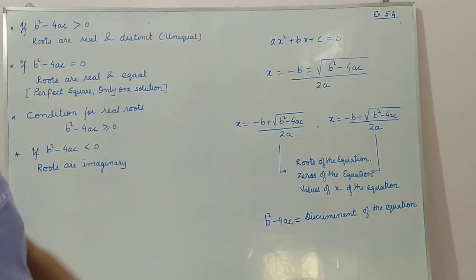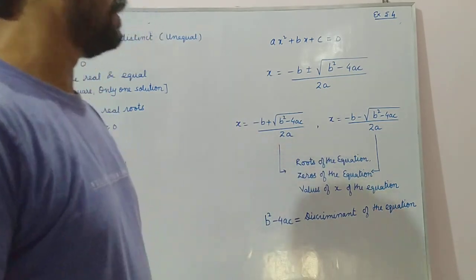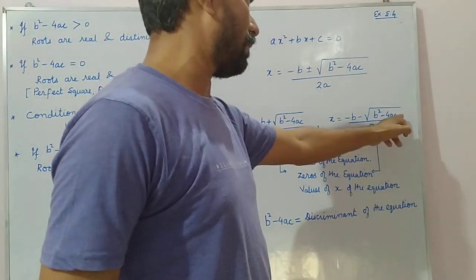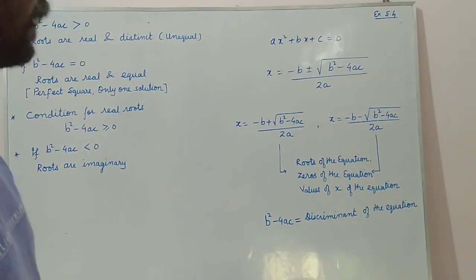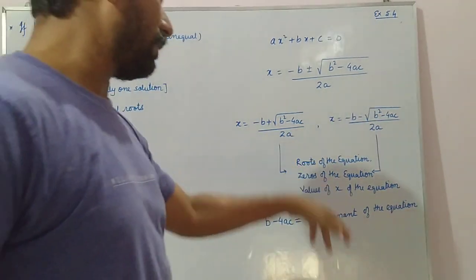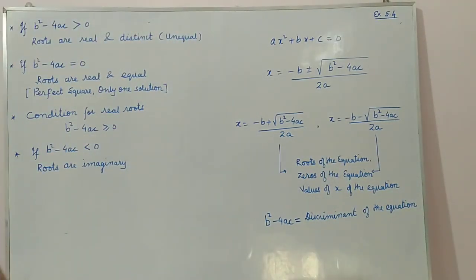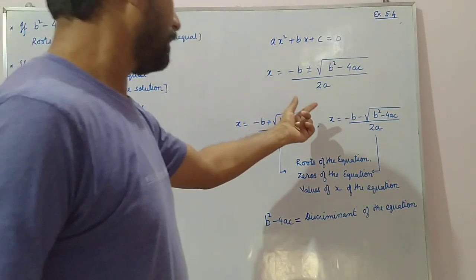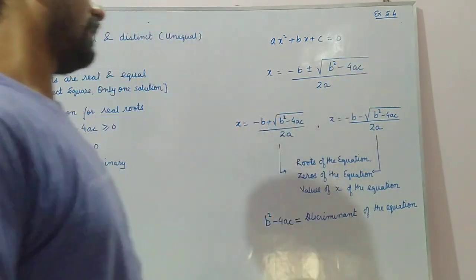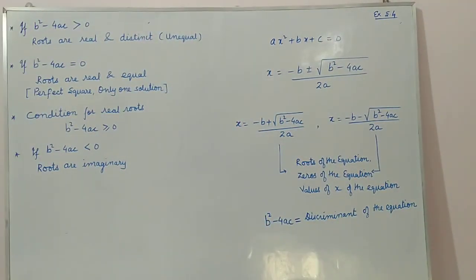So the values of x are x equal to minus b plus root over b square minus 4ac by 2a, and x equal to minus b minus root over b square minus 4ac by 2a. So these two values of x, these are termed as what? Roots of the equation, or zeros of the equation, or values of x of the equation. Now this term b square minus 4ac is termed as discriminant of the equation.